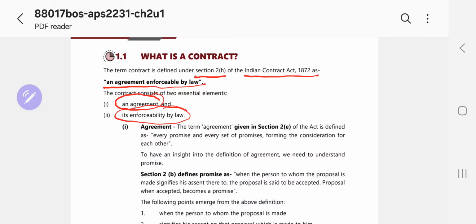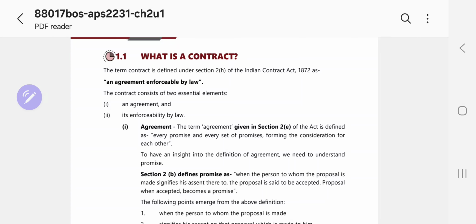Whenever you are meeting with someone, whenever you are agreeing to the terms and conditions of a specific task or activity, if you want to enter into a contract, firstly there should be an agreement between two parties, and the second thing is there should be terms and conditions which are enforceable by law. Then it is called a contract.